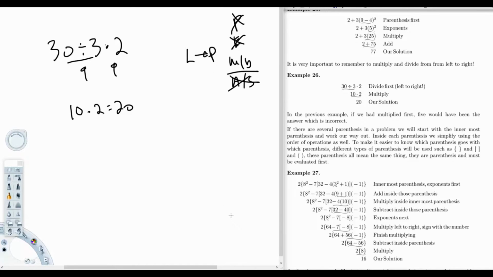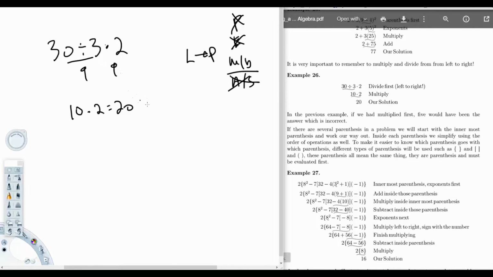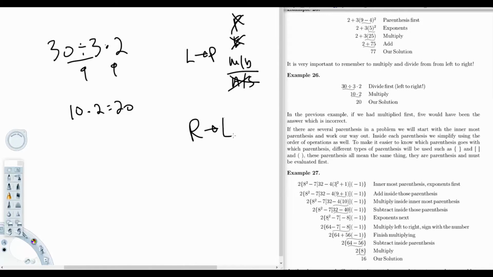So, hold on a sec. That's our solution. In our previous example, if we had multiplied first, 5 would have been the answer, which is incorrect. So what they're trying to say is if you would have gone from right to left, let's do it. 30 divided by 3 multiplied by 2. This is 6, so 30 divided by 6 equals 5. Wrong. You have to go from left to right.